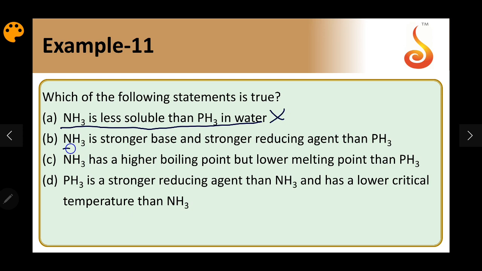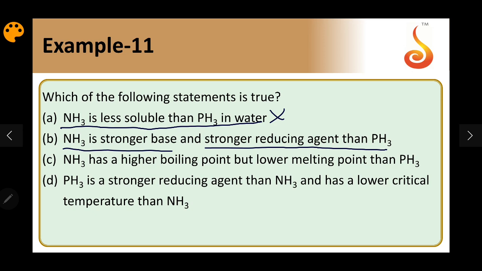NH3 is a stronger base and a stronger reducing agent than PH3. Definitely NH3 is a stronger base, but the reducing capacity is more for PH3. PH3 acts as a better reducing agent. It can give away hydride ion more easily than NH3. NH3 acts as a strong base because the lone pair is easily available for reaction, but reducing capacity is more for PH3. The P-H bond can break to give hydride ion.